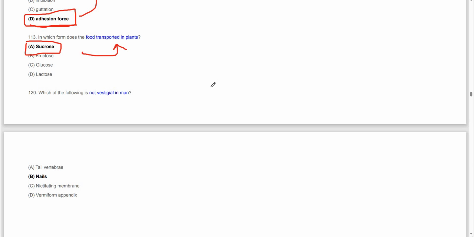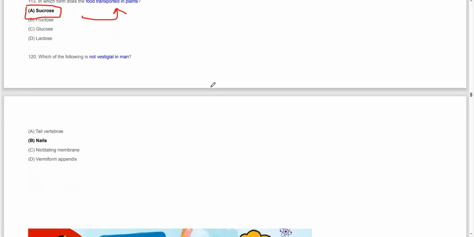Moving on to the next question, which of the following is not a vestigial organ in man? Nails are not vestigial organs of a man. The options are tail vertebra, vermiform appendix, and nictitating membrane. These are all vestigial organs in man.